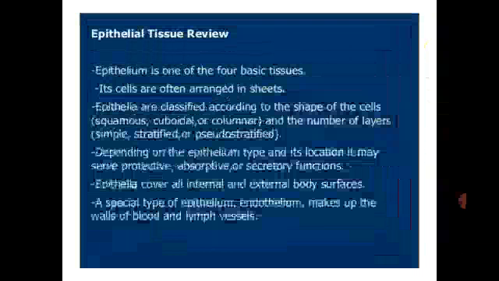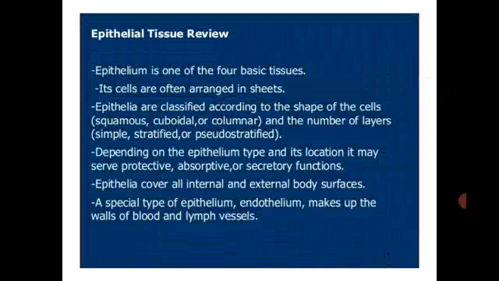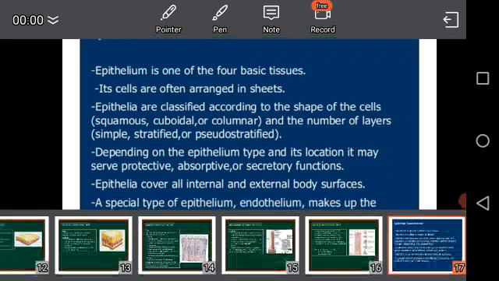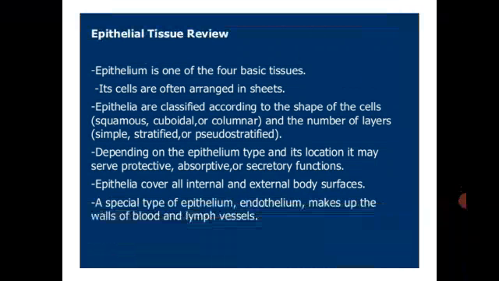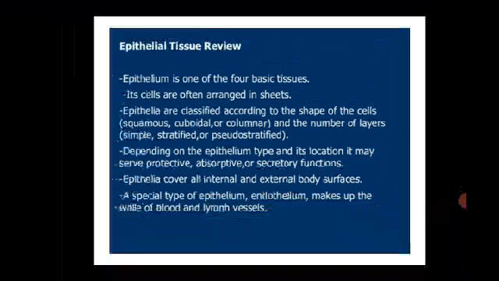Epithelial tissues, the review: cells are often arranged in sheets according to the shape of the cell. They are divided into different classes: squamous epithelial cells, cuboidal epithelial cells, columnar epithelial cells, and by the number of layers: simple, stratified, pseudo-stratified. Depending on the epithelial type and its location, it may serve protective, absorptive, or secretory function. Epithelia cover all internal and external body surfaces. A special type of epithelium, endothelium, makes up the walls of blood and lymph vessels.